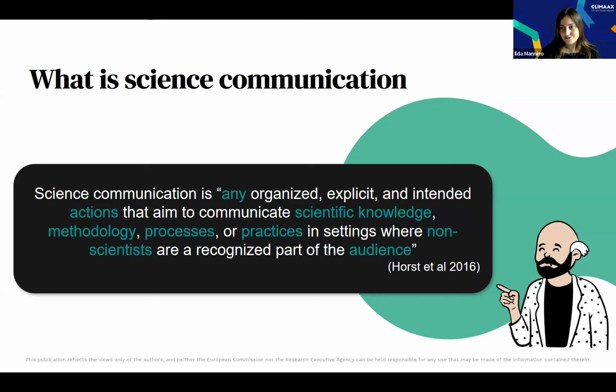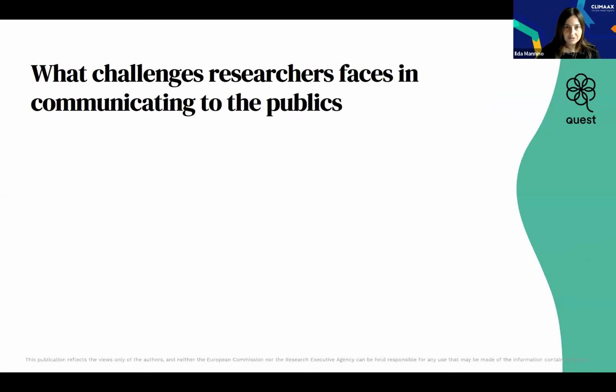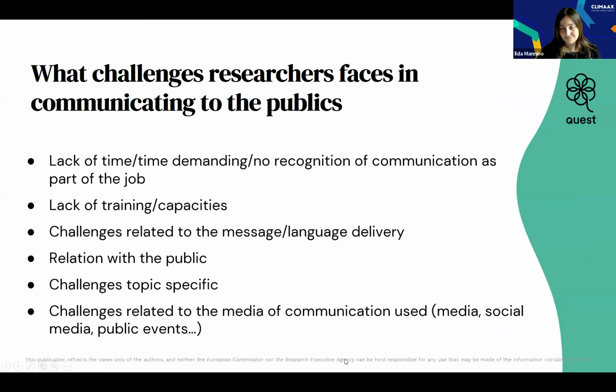And this is the real challenge because we are most used to communicating to our peers. When it comes to communicating to other publics, it can be a real challenge. We actually asked two researchers what are the challenges that they face when they have to communicate about their research in the QUEST project. And we came out with this list. So first of all, there is a lack of time because it's a time-demanding activity. And quite often it's not recognized in your time load, so it's extra time. And a lot of researchers, for instance, feel they also lack capacities and training. And this is a good reason why probably many of you are here today.